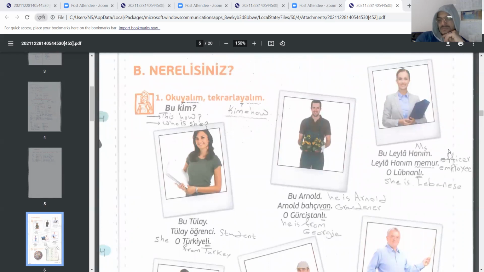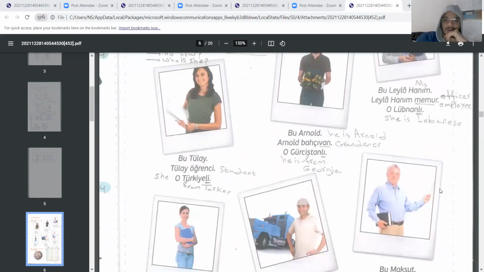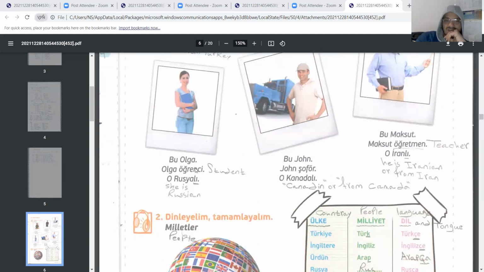Bu Leyla Hanım, that means Miss Leyla. Leyla Hanım memur, that means officer. She is an officer, or you can say employee. O Lübnanlı, she is from Lebanon, as you like. Bu Olga, she is Olga. I noted she or he from the picture, but without the picture, I would not understand whether the speaker talks about he or she. Okay, the Turkish language is like that. Bu Olga, Olga öğrenci, she is a student. O Rusyalı, she is Russian.